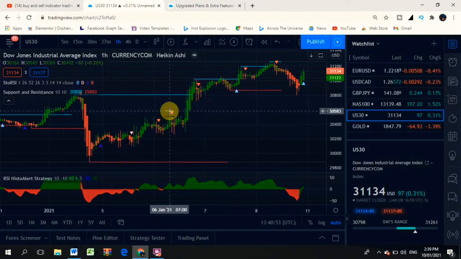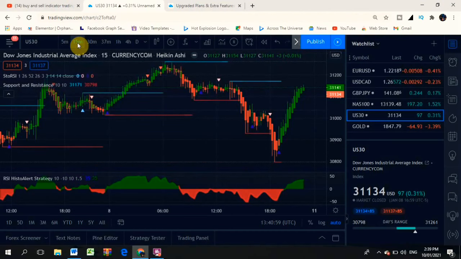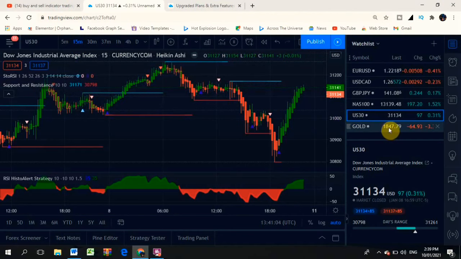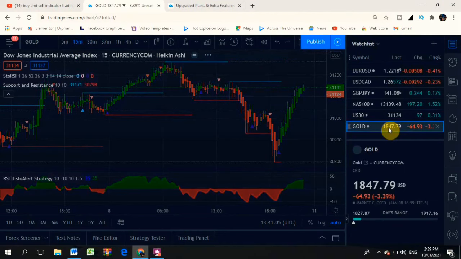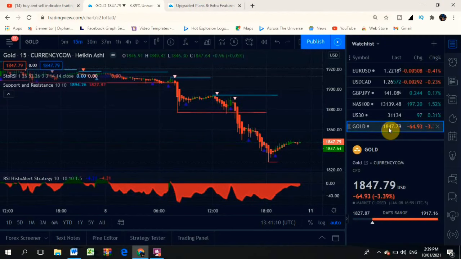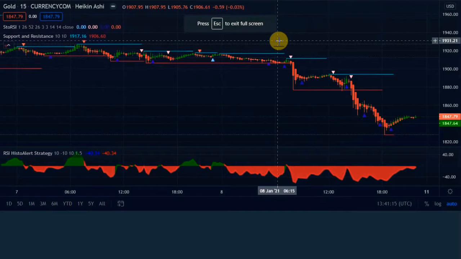So that's that, guys. As you can see in 15 minutes, the signal really makes sense. So this is US 30. Let's go to gold. Let's see how the strategy works with gold. As you can see, this is gold. Let's make it full in order to explain it very well.